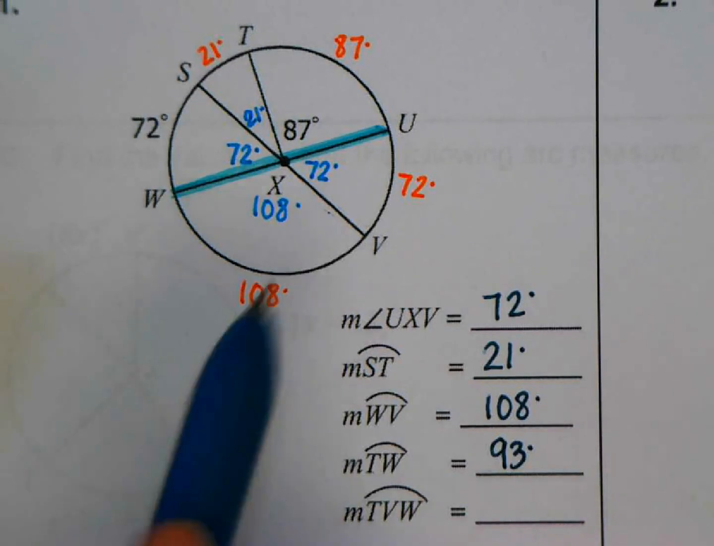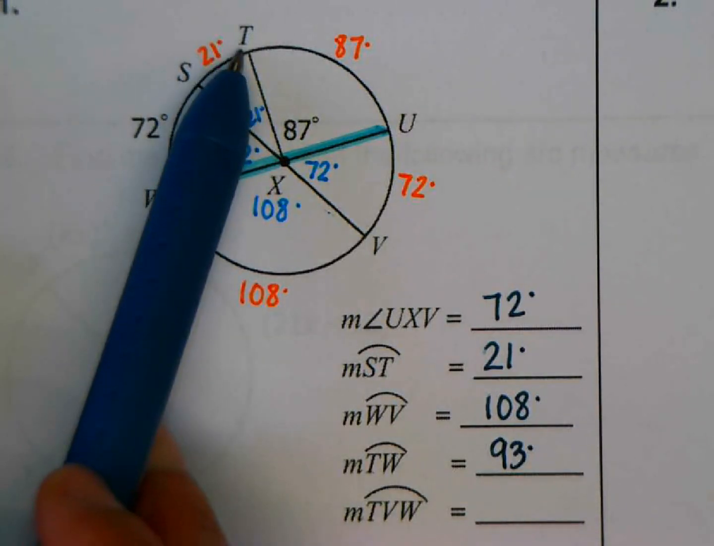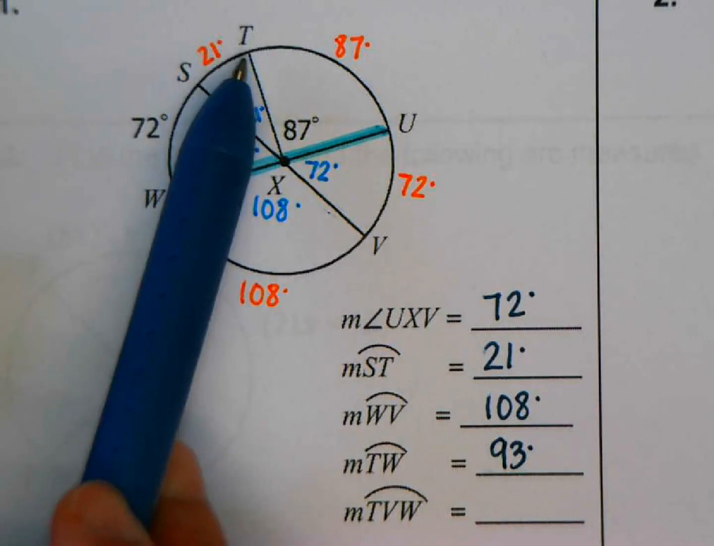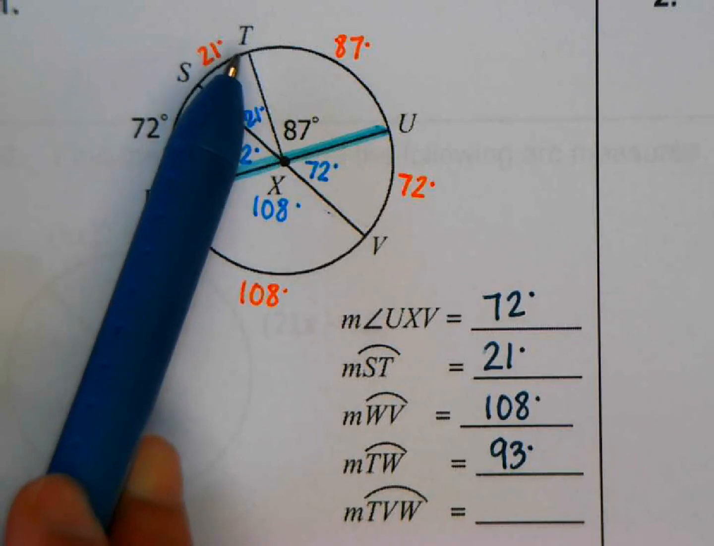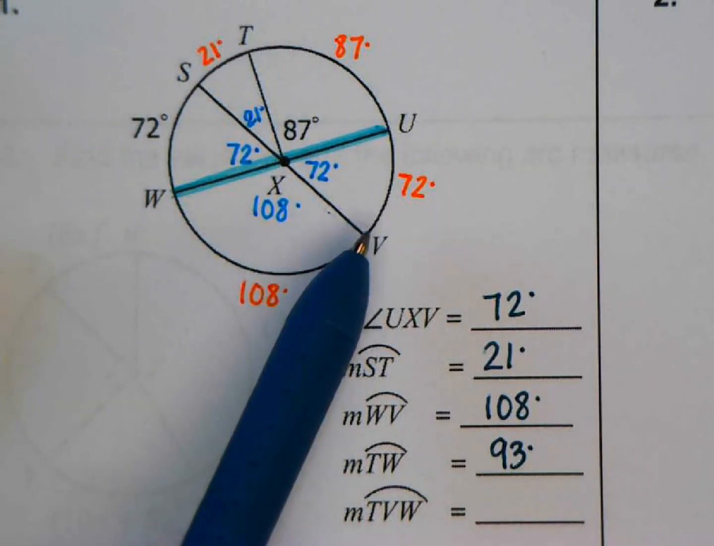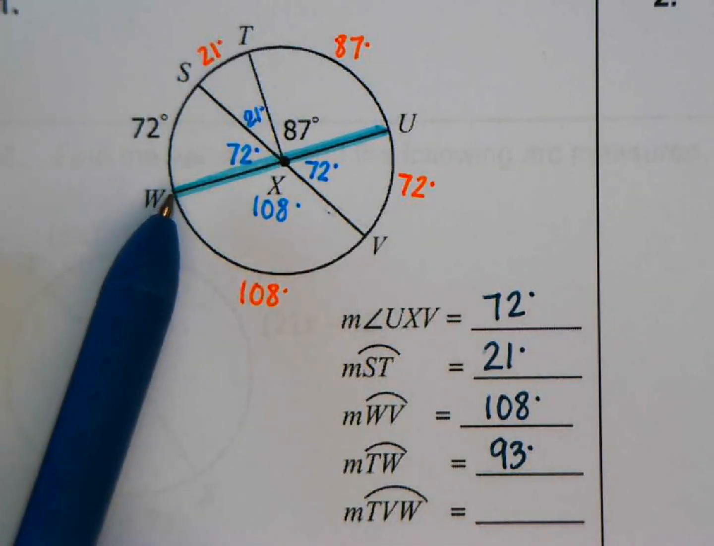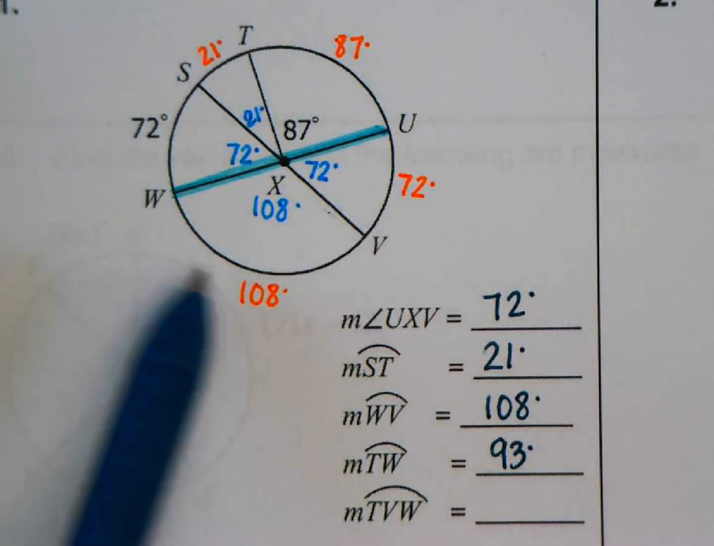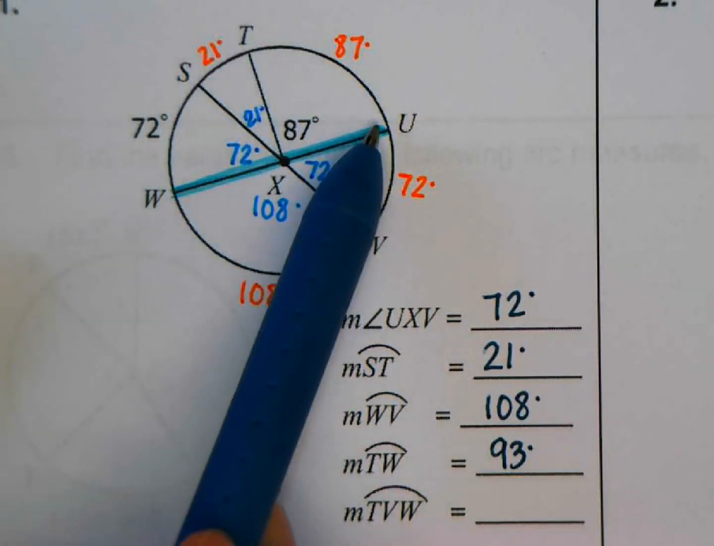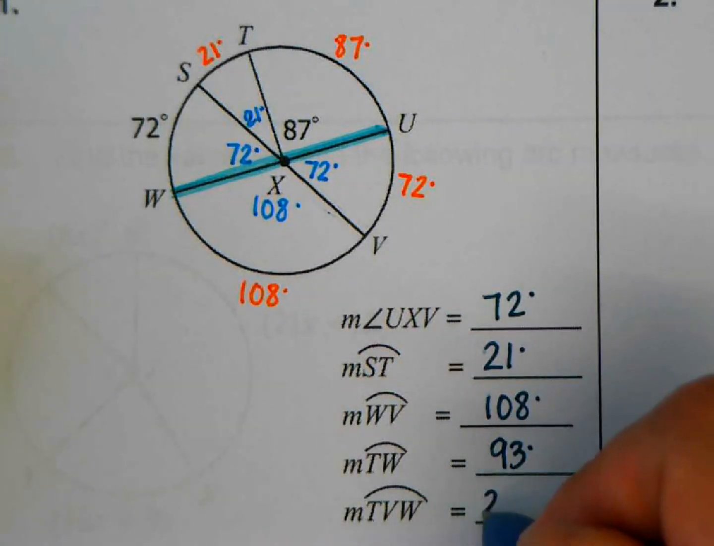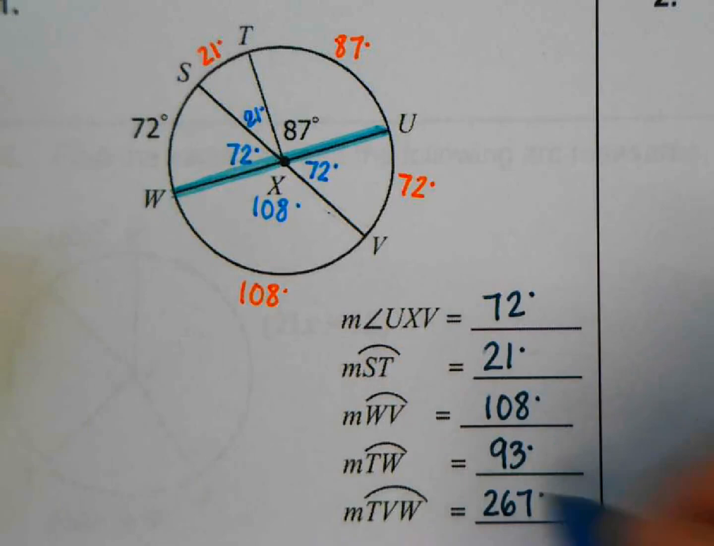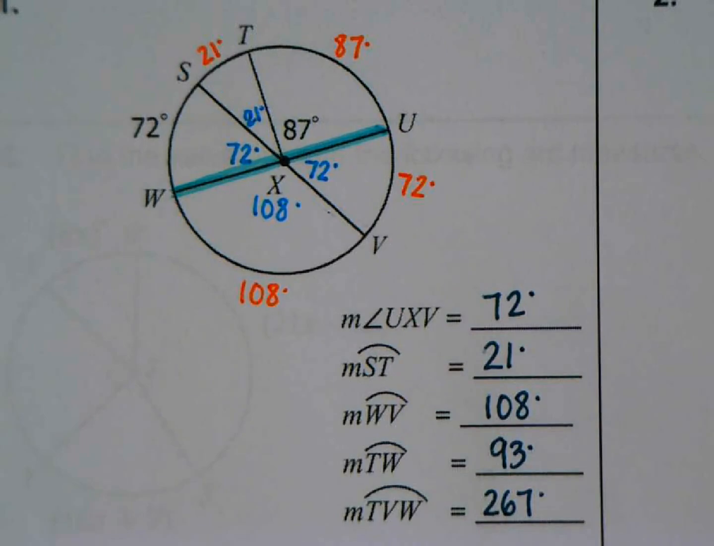Arc TVW. If I go this way, W's last, right? Oh, I'm hitting W too early, so I have to go the other way. TVW, which means I have to add 87, 72, and 108, which comes out to 267 degrees. Okay?